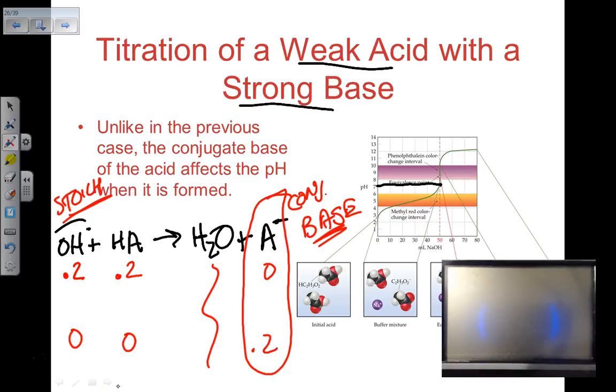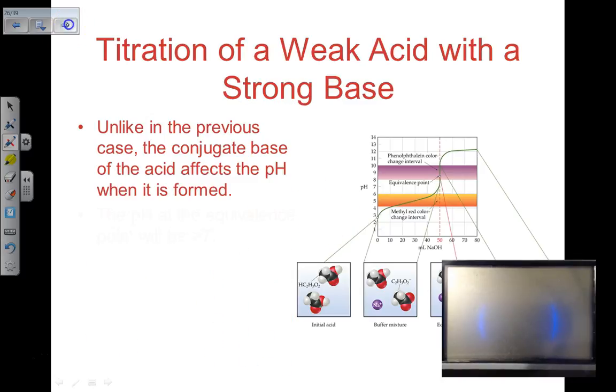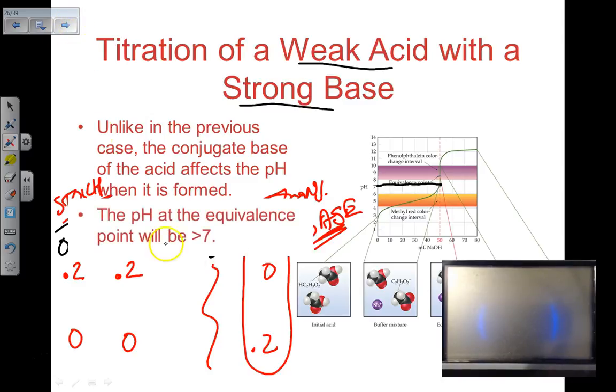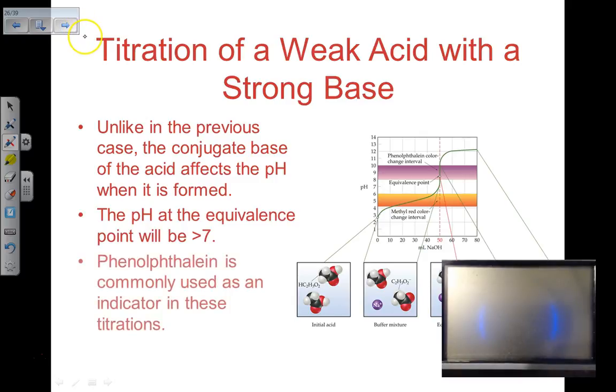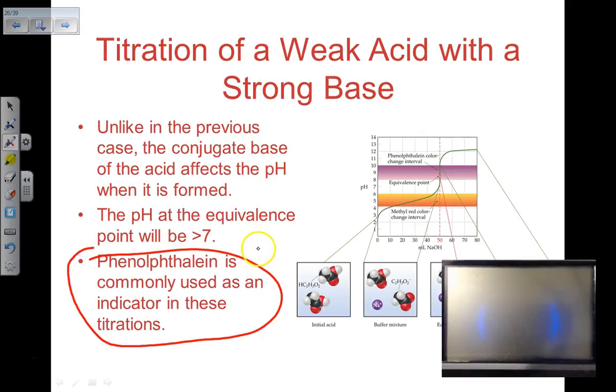Okay, so this is the chemistry behind the equivalence point. So that's what you get. That's what we see here. And then whenever we do these sorts of titrations, we typically use phenolphthalein in the lab because its endpoint is right around the pH of the equivalence point, the endpoint of the indicator.